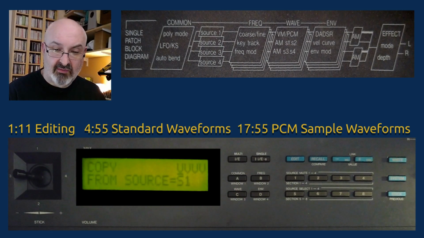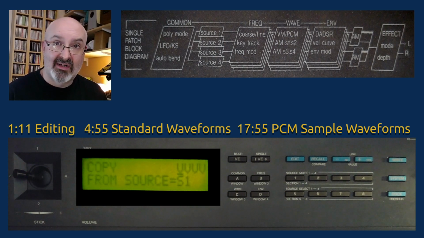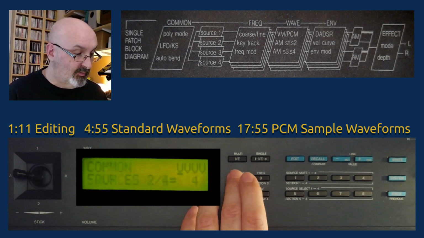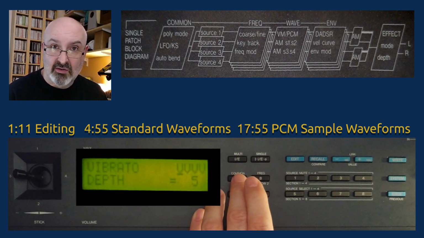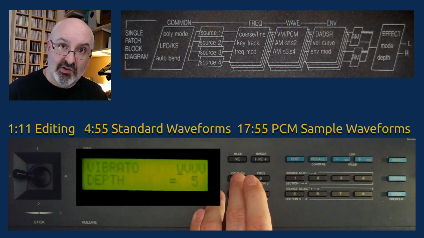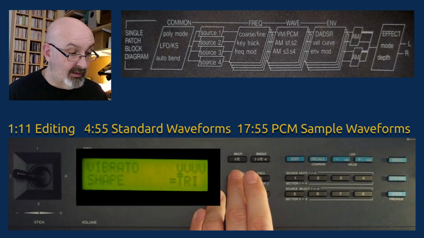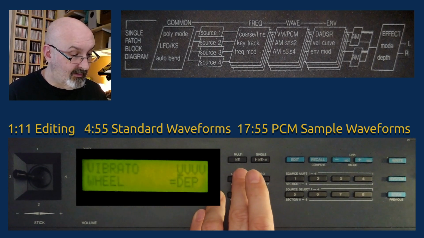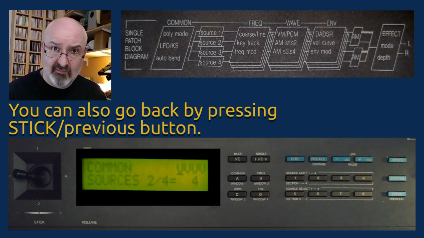So to go for an example then, if say for instance there was something in the common area you wanted to edit, then you would press the common, but then you would press it again to get to the next function within that group. And again, and then eventually you get back to the beginning. That's the same for all of them.